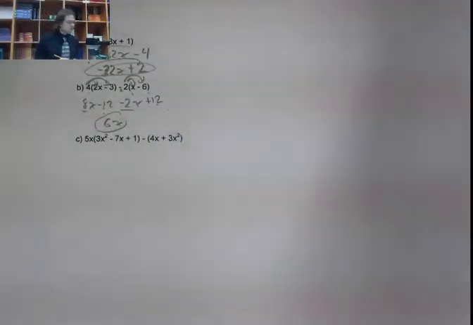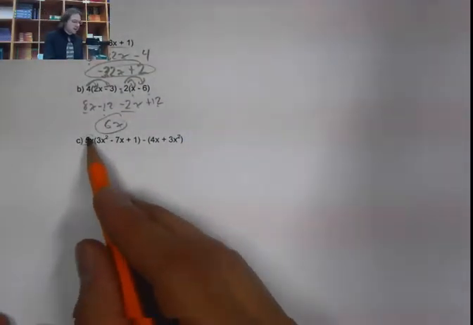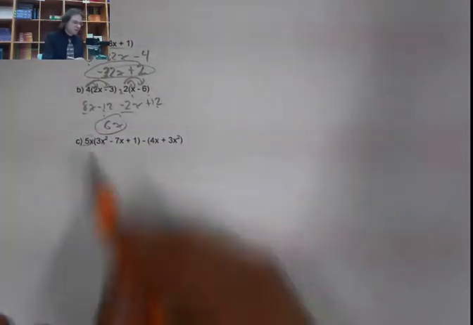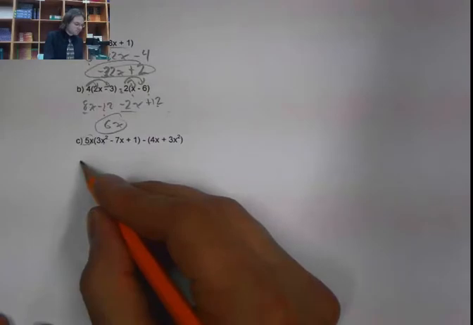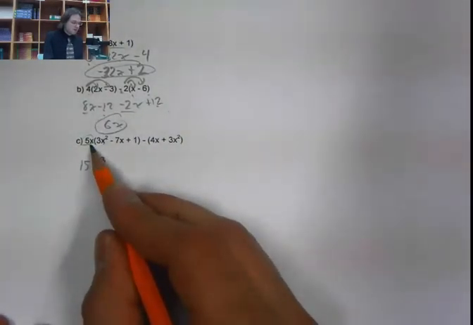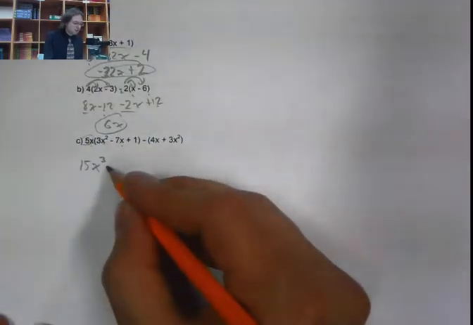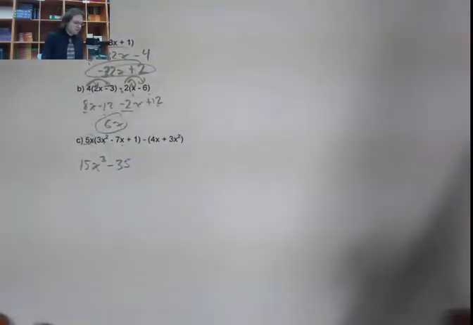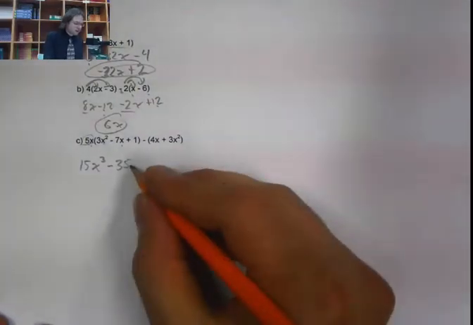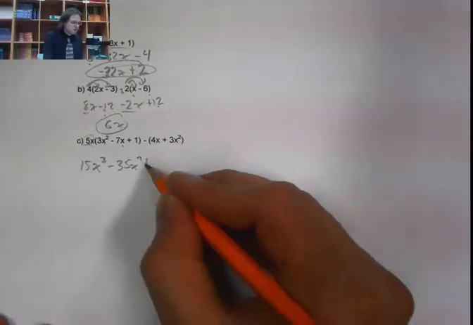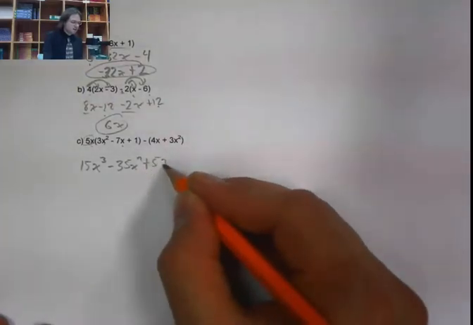Alright, last one of these. Now I have this 5x multiplied into that trinomial. So 5x multiplied into that will give me 15x to the power of 3. Then I'm going to have 5x multiplied into negative 7x, which gives me negative 35x squared. And then 5x times 1 will give me plus 5x.